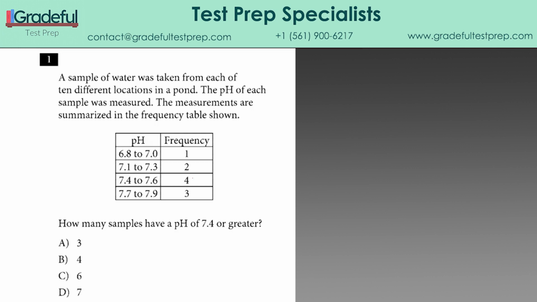So that would include these 4 and these 3. It would not include these because they have a pH of 7.1 to 7.3 or 6.8 to 7.0. But 7.4 or greater is right here, and that's a total of 7 values. So that's answer choice D for number 1.